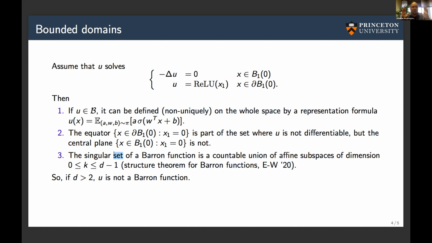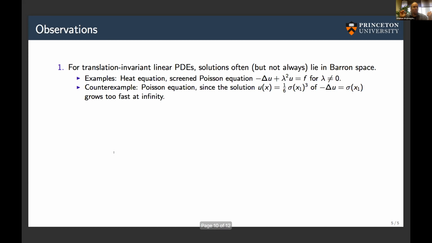So we see that even harmonic functions with single activation boundary values may not actually be in the appropriate function spaces. So this is probably a very initial view at this kind of regularity theory, but what our general takeaways were that for translation invariant linear PDEs, solutions very often lie in Barron space.